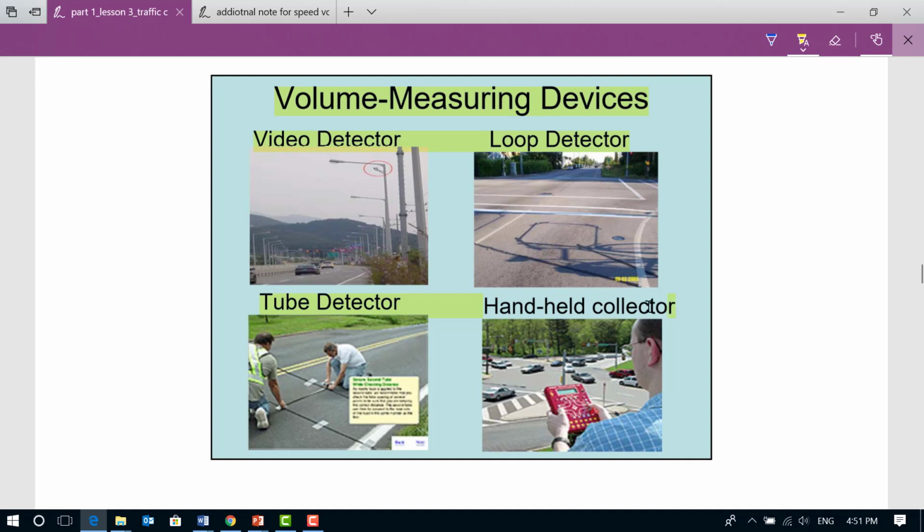And sometimes you find people standing by the intersections with a device in their hand. This one is called a handheld collector. Clearly you can see they have different directions, and for each direction the person can count when a vehicle passes. This way they can store the information.